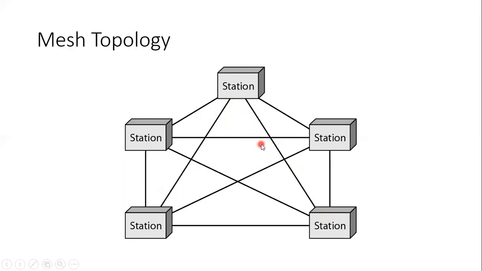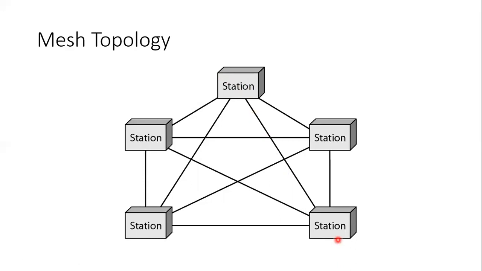So every device has a dedicated point-to-point link to every other device. Here, dedicated means the link carries traffic only between the two stations. That is, the traffic occurs only between these two stations, like that. These two stations, these two stations, these two stations.